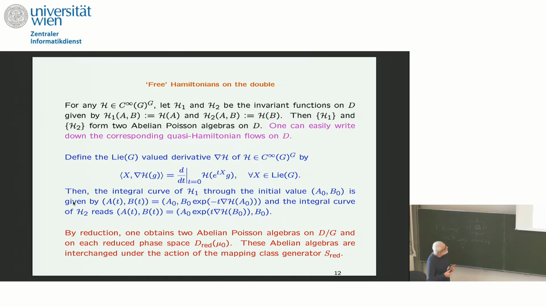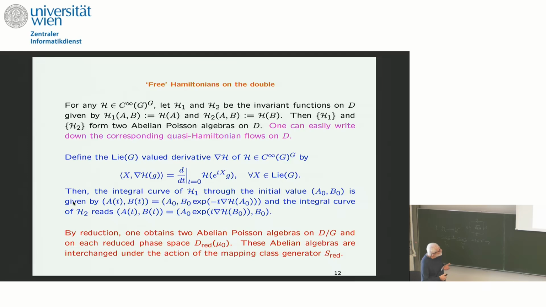As I already mentioned, I have two Abelian Poisson algebras on this finite dimensional phase space. Namely, let's take the invariant functions on the group manifold, real invariant functions, and they give rise to two sets of functions on the double, either the pullback from the first factor or the second factor. Okay, and I already mentioned that these are two Abelian Poisson algebras. And what are the flows? The flows are very simple.